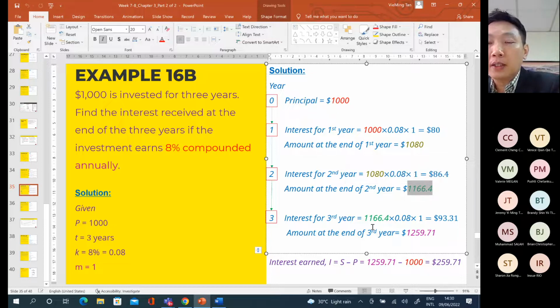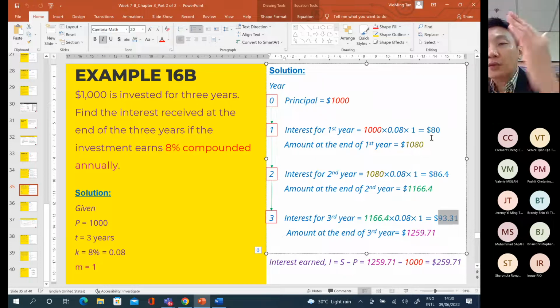When we calculate the year 3 interest earned, we need to include the principal and also the interest earned in the first 2 years, which is 1166.4. Based on this value, we can calculate the interest earned, and you'll get 93.31. So you may find that the interest earned is increasing every year. Once we know the interest earned in year 3, we can calculate the amount, or maturity value, at the end of year 3, which is equal to 1166.4 plus 93.31.